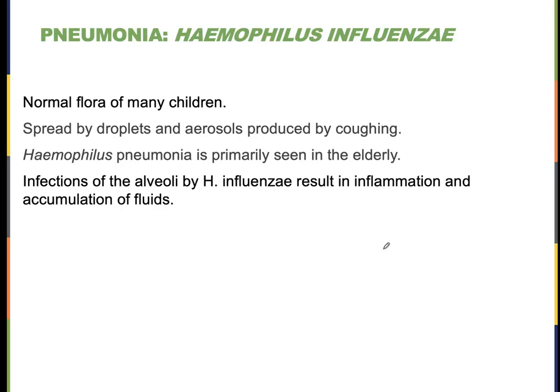All right, another form of pneumonia. We're going to talk about three different pneumonias. This pneumonia is caused by Haemophilus influenzae. Remember that this is the normal flora of people and also many children. It's spread the same way other pneumonias are spread, droplets or aerosols. This one is predominantly seen in the elderly because it is a little bit of a weaker bacteria, so the elderly are more susceptible to this kind of pneumonia. This infection results in inflammation and accumulation of fluids in the alveoli, which is basically pneumonia.